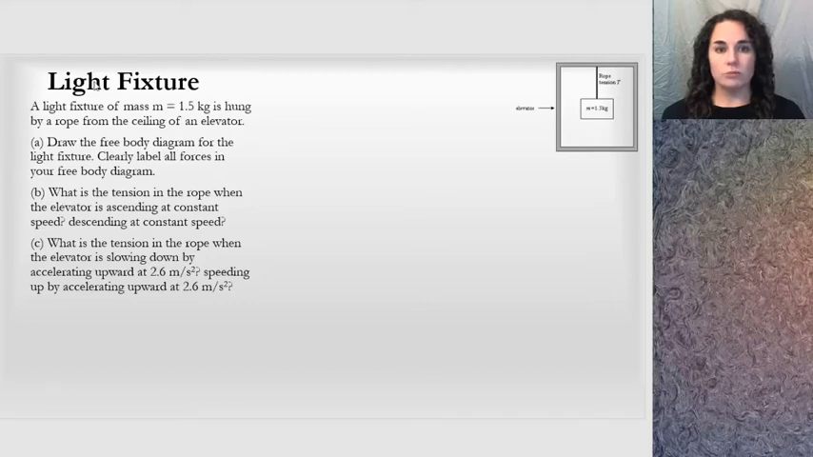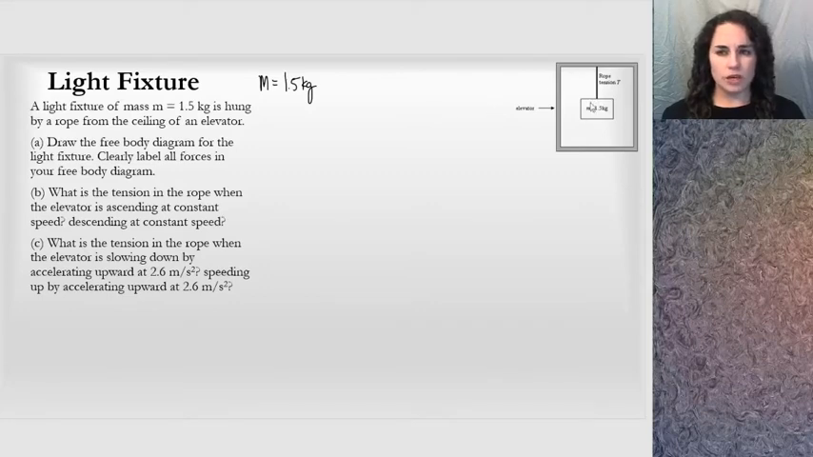The light fixture problem says a light fixture of mass m equals 1.5 kilograms, and I can write that down, m equals 1.5 kilograms, is hung by a rope from the ceiling of an elevator. Okay, and they give us the general sketch over here. Rope, tension T, so we have a tension in this rope here, and there's the mass and the elevator, and we can see that the mass is suspended in the middle of the elevator. So there's no supportive surface underneath that mass, it's just hanging by the rope.